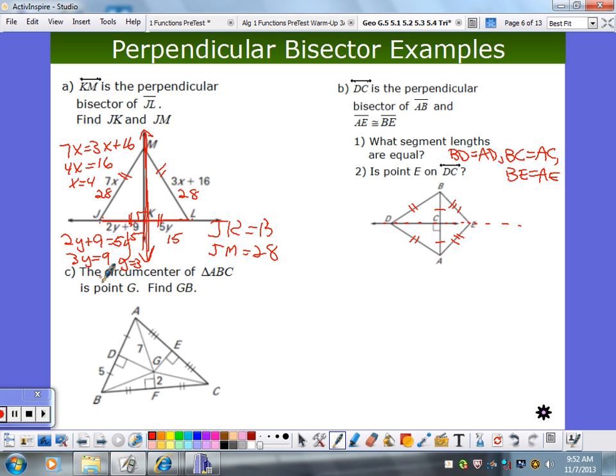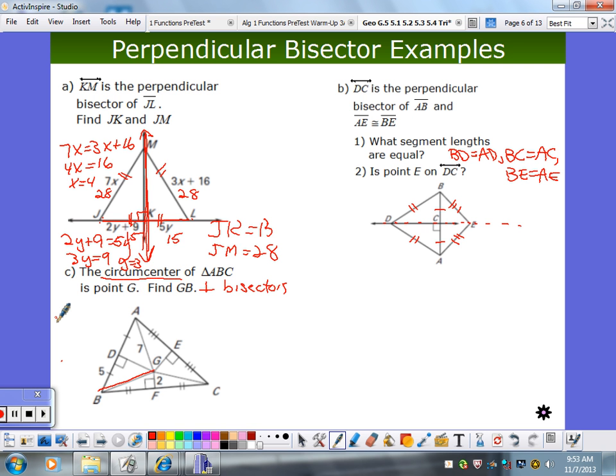The circumcenter. So now we have to know that circumcenter is talking about perpendicular bisectors. Once you hear circumcenter, okay, perpendicular bisector of ABC is point G. Find GB. Okay, well, how am I going to do that? How do I do that?